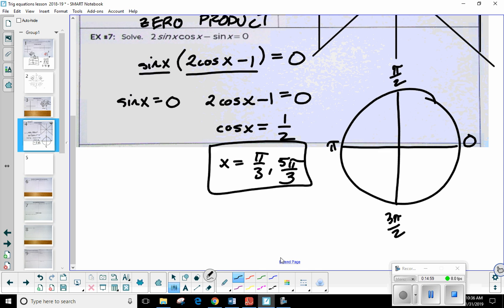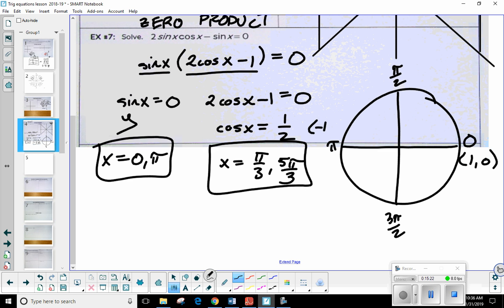quadrantal. So remember, what variable does sine represent? It's always the y, right? So out of these 4 locations, which ones have a y value of 0? 0 and pi. There you go. So at 0, you have the coordinate 1, 0. At pi, you have the coordinate negative 1, 0. There you go. Any questions?